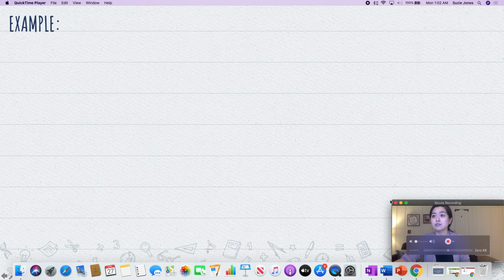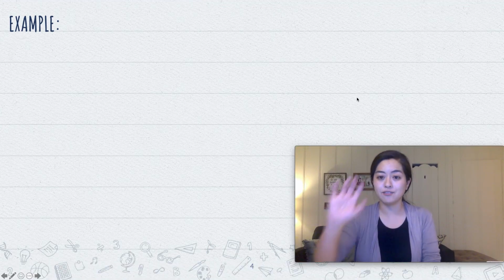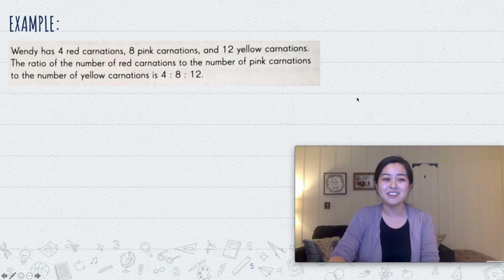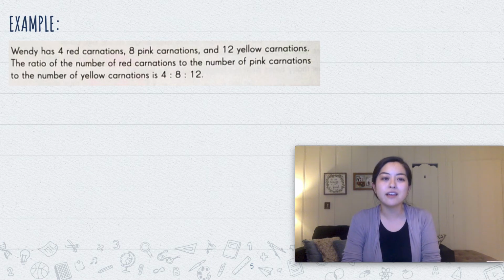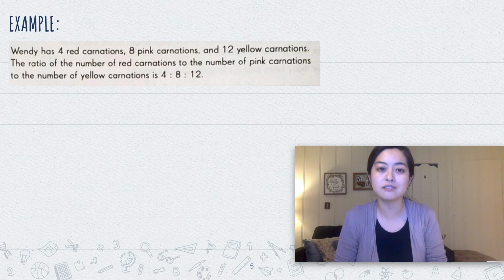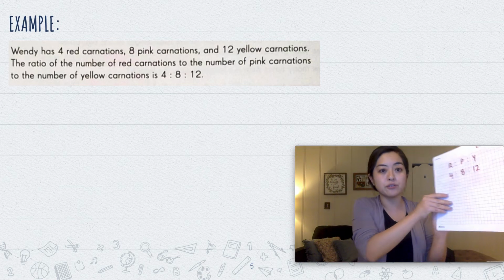And let me just enlarge my video screen. Okay, so look at this problem. Wendy has four red carnations, 8 pink carnations, and 12 yellow carnations. The ratio of the number of red carnations to the number of pink carnations to the number of yellow carnations is 4 to 8 to 12. Okay, so they already did that part for you, right?